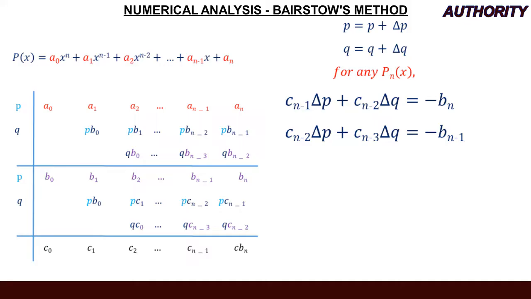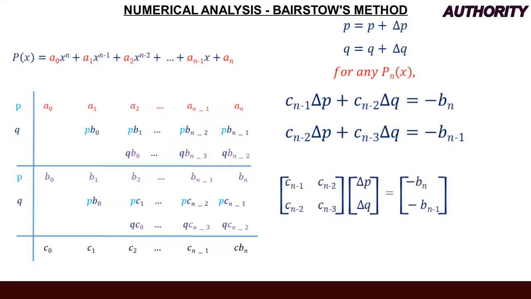Now look at this. You first of all present these two equations in matrix form, and I'm very sure you know how to write it. It's going to be like this: Cn-1, Cn-2, Cn-2, Cn-3. This is a 2 by 2 matrix, and then we have another matrix, delta P and delta Q, is equal to our resultant, minus Bn and minus Bn-1. Are we together? Yes. Now, from here, let's solve. Some people can say Cramer's rule or determinant rule or whatsoever, but you know that.